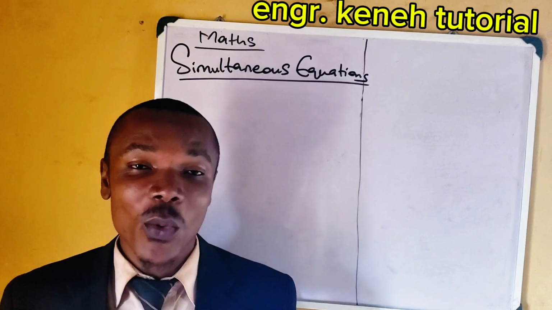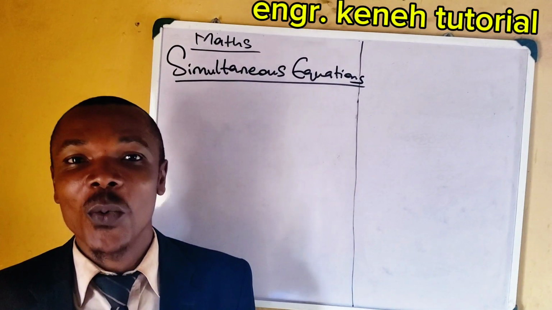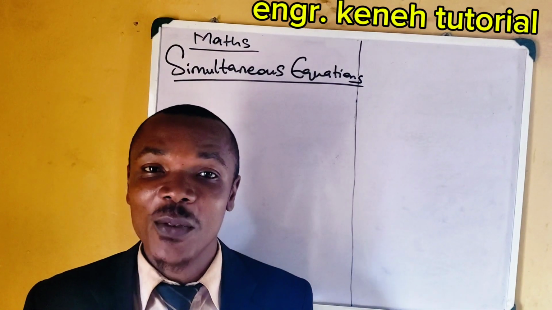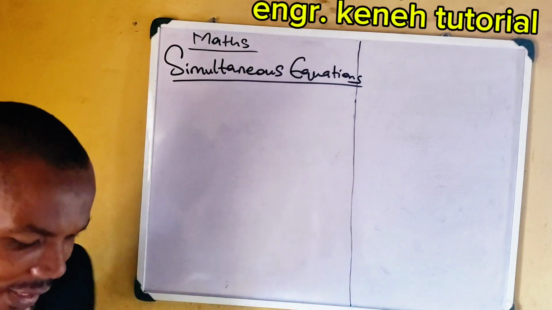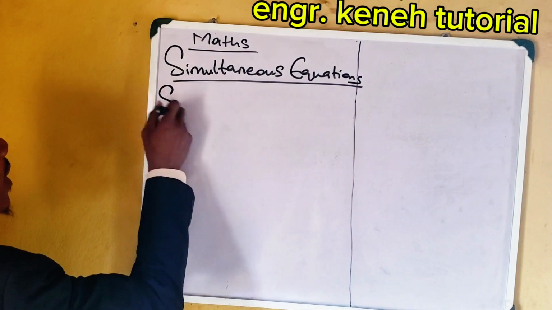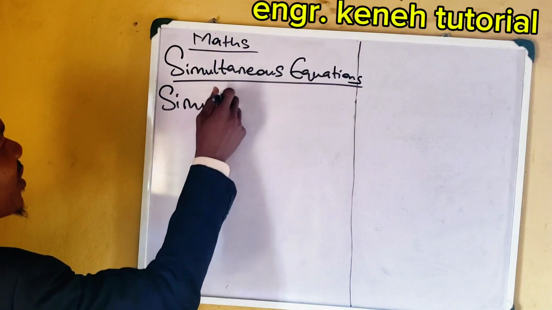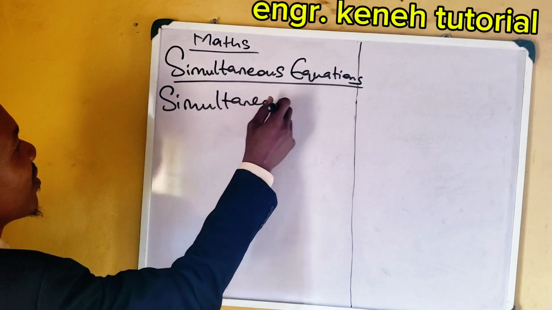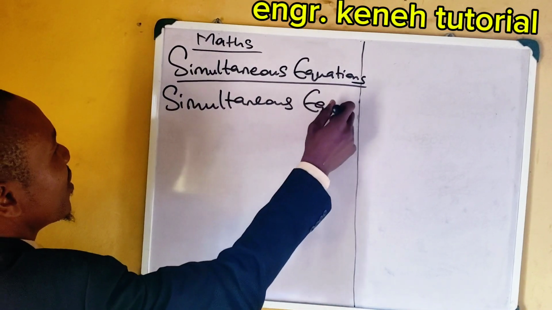All right, we have three methods of solving what? Simultaneous equations. We have the graphical method, we have the elimination method, and we have the substitution method. Right, follow me, let me show you. Simultaneous equations.